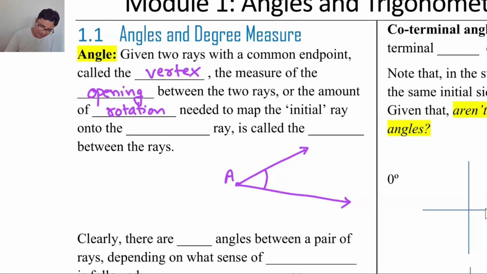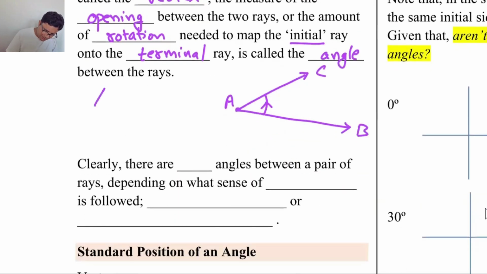Okay, so where you start will be called the initial ray. Could be any one of them. Okay, let's say this is B and this is C. Suppose AB is your initial ray, and starting from there, you rotate up to AC, which is your terminal ray. From the initial ray onto the terminal ray, it's called the angle between the rays. Okay, basic definition of angle, right?